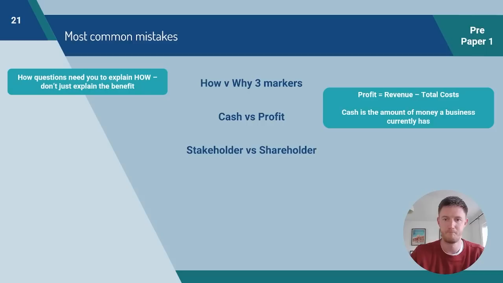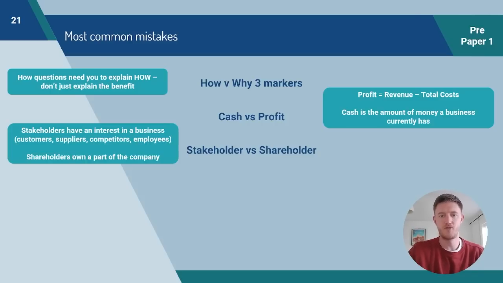And obviously not having cash is the easiest way to fail as a business because you can't afford your bills. Stakeholders and shareholders, just a common misconception, students get these mixed up. Stakeholders have an interest in the business: customers, suppliers, competitors, employees. Shareholders own a part of the company. Now, obviously, our shareholders are also stakeholders, but there are other stakeholders that aren't shareholders, so just worth making sure you know the difference between those terms.